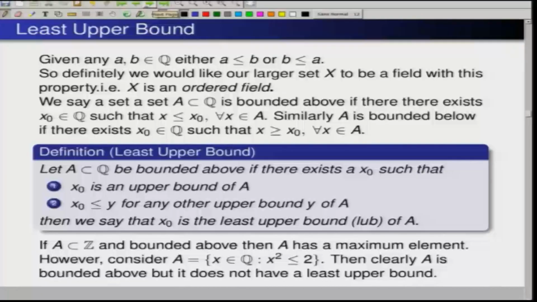However, if we consider, let us say, the set of all rationals, let me take positive rationals to start with, such that x square is less than or equal to 2, then definitely this set is bounded above. For example, 2 is a rational, and if x square is less than 2, then obviously x has to be less than 2. So, 2 is an upper bound, and you can think of various other upper bounds.